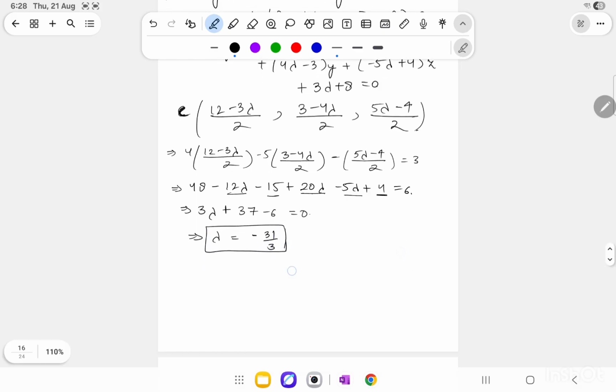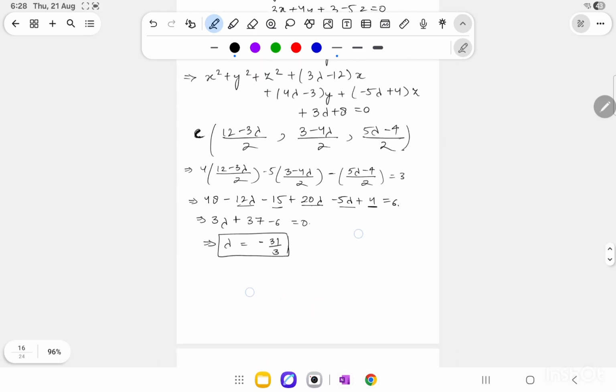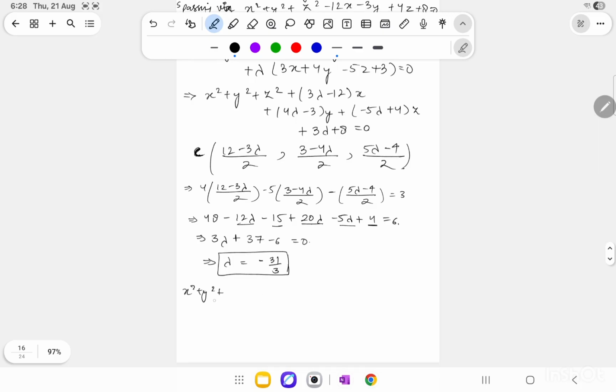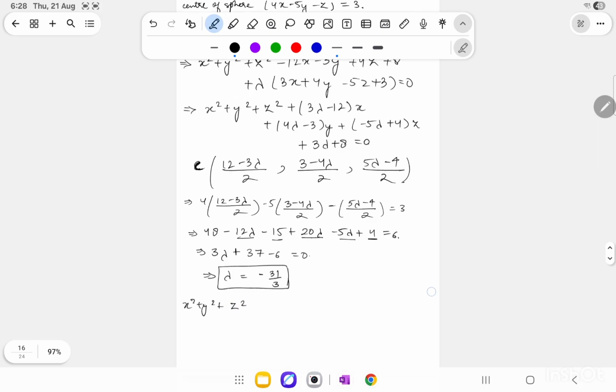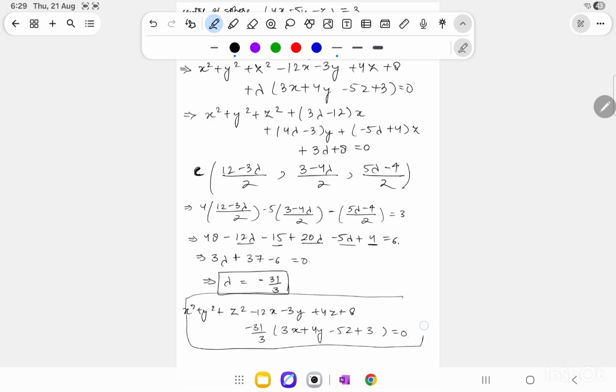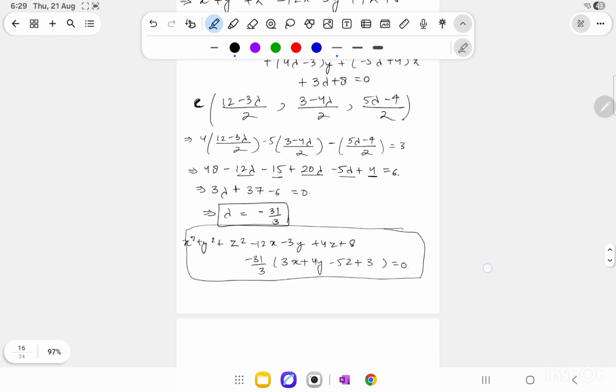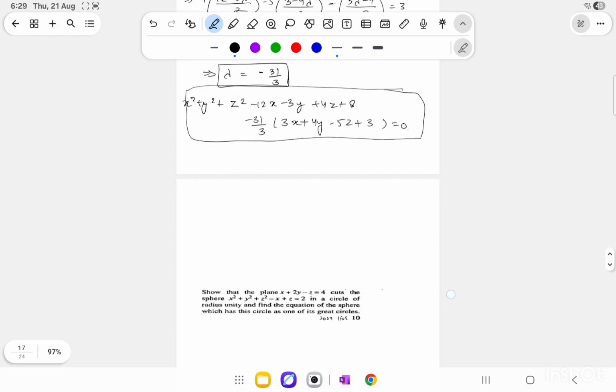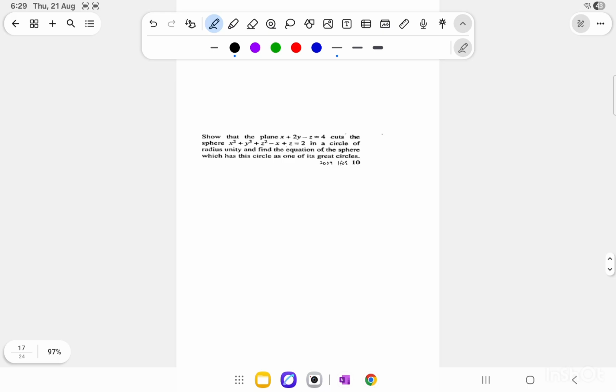So if my lambda is minus 31 by 3, the equation of the required sphere is x square plus y square plus z square minus 12x minus 3y plus 4z plus 8 minus 31 by 3, 3x plus 4y minus 5z plus 3 equals 0. So this is basically my required equation of sphere. You can also simplify it further, but that is just the calculation part. There is no explanation involved in that. So you can do that yourself. So let's move on to the next question.